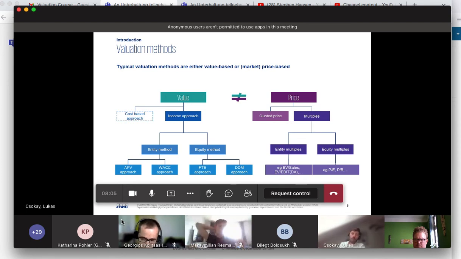And of course, if you are publicly listed, you already have a multiple. If I am a publicly listed company, then I can just use my sales figure and calculate the EV sales multiple based on my own company's entity value. So these are the different valuation techniques, the value-based and price-based techniques.